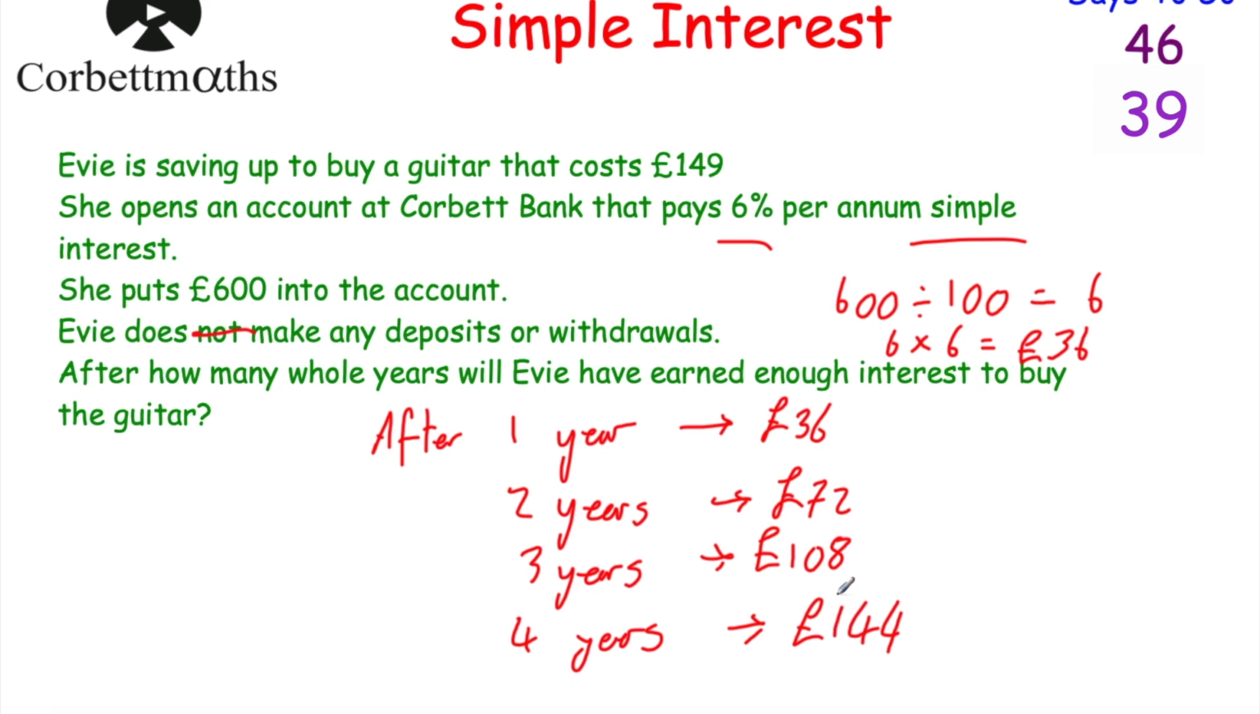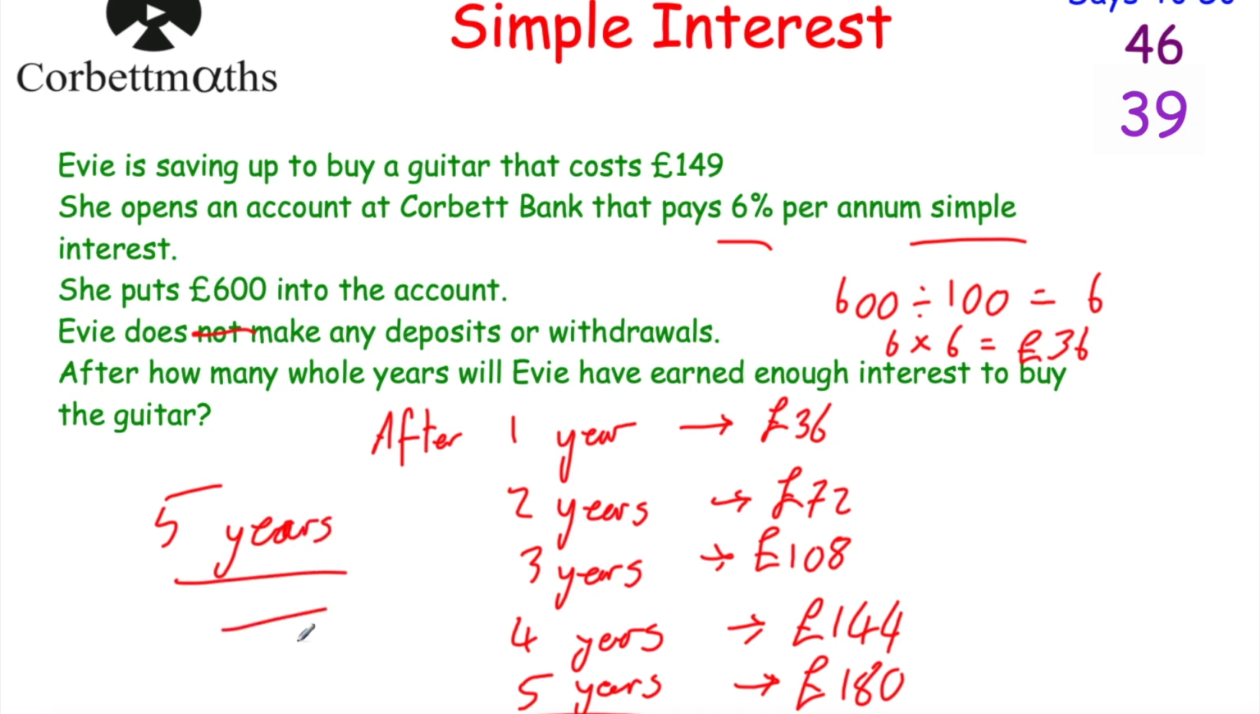So rather than just borrowing £5 or taking £5 out of the account, she's actually going to wait another year, because she was only £5 short at that point. After another year, that'll be worth £180 of interest. So after how many whole years will Evie have earned enough interest to buy the guitar? That'll be 5 years. So the answer is 5 years. She'll have to wait 5 years to be able to afford the guitar just using the interest, and that's it.